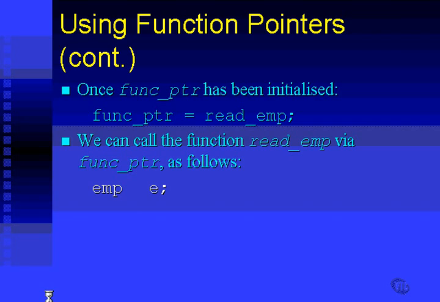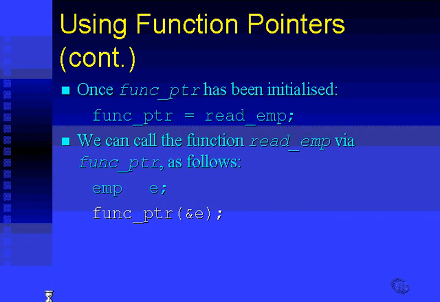Let's say we had an employee structure called E. We can simply call our function pointer as if it was a real function, and we could pass it a parameter, which in this case would be the address of the employee. In other words, we could treat function pointer as if it were really reademp. In other words, we've made an alias for reademp called function pointer. So that's how you use a function pointer. Now, I expect that a lot of that is very, very confusing for you. It certainly was confusing to me the first time I saw it.